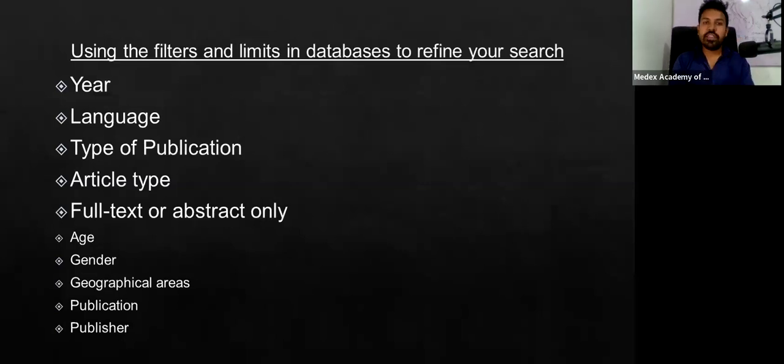So considering the databases, you can limit by year. Usually, we are asking you to find articles within 5 years. Five-year articles would be ideal, even a minimum of 10 years, right? Then language. Usually, we are looking for English. Then type of the publication. These are used for the assignment too. Type of publication, it can be a publication of various kinds, right?